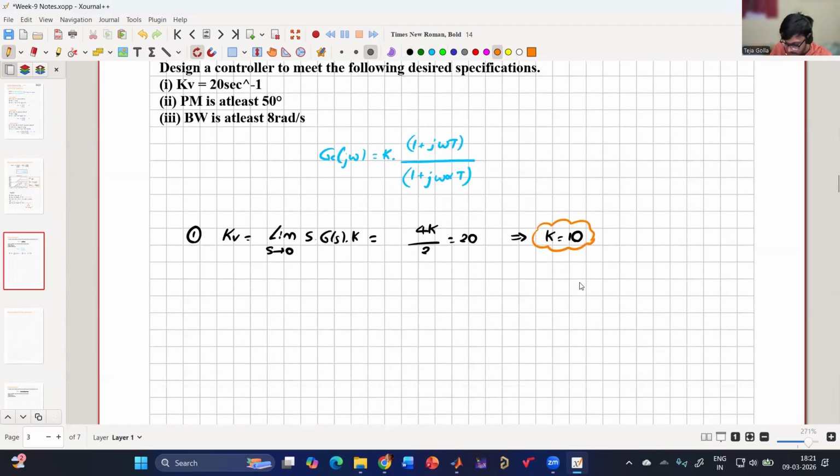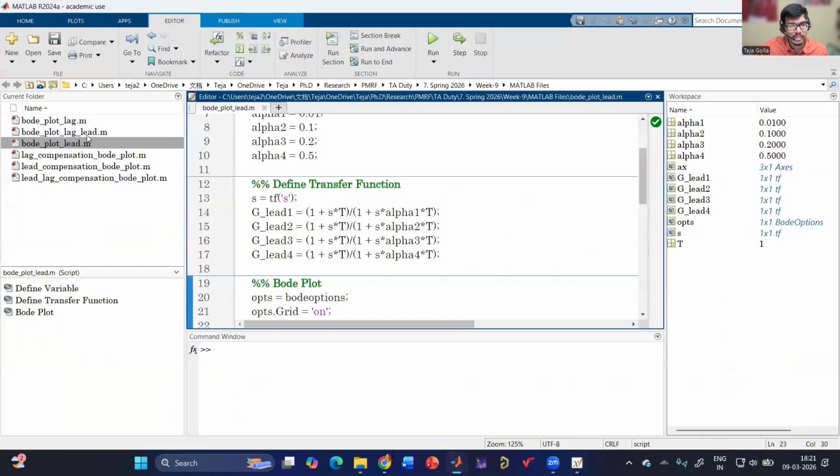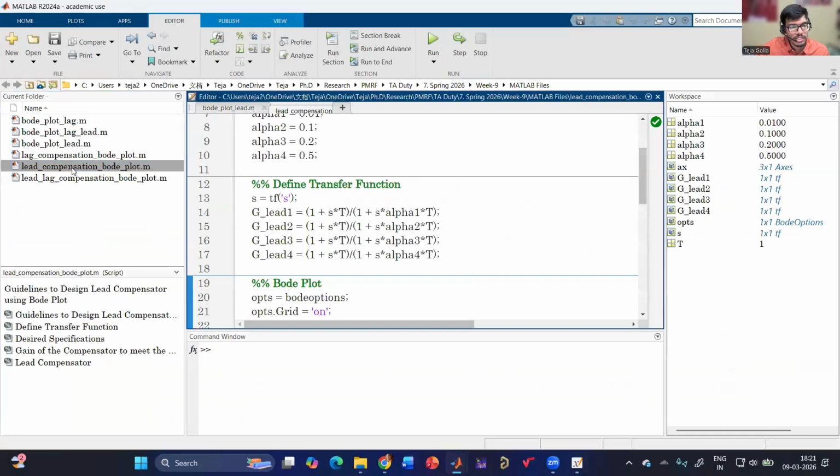So I got my K. What is the second step that I have told? Draw the Bode plot of K into G. This is our plant into the gain. So let us see. First, I'll also tell you the code that I have written for the lead compensation using Bode plot.